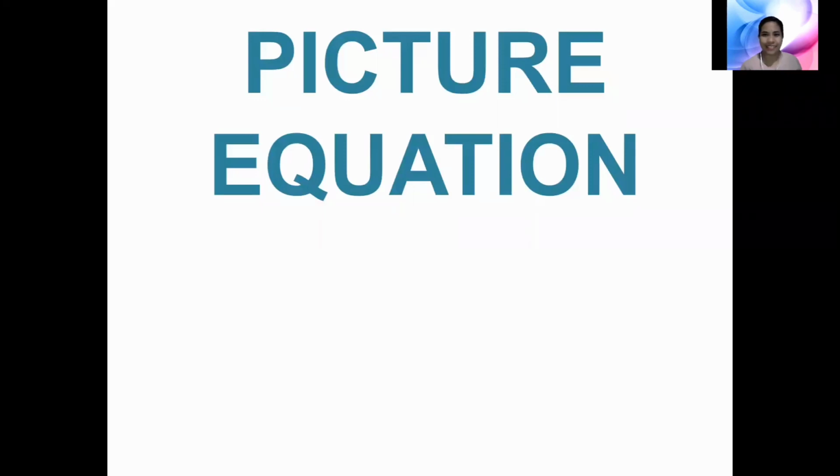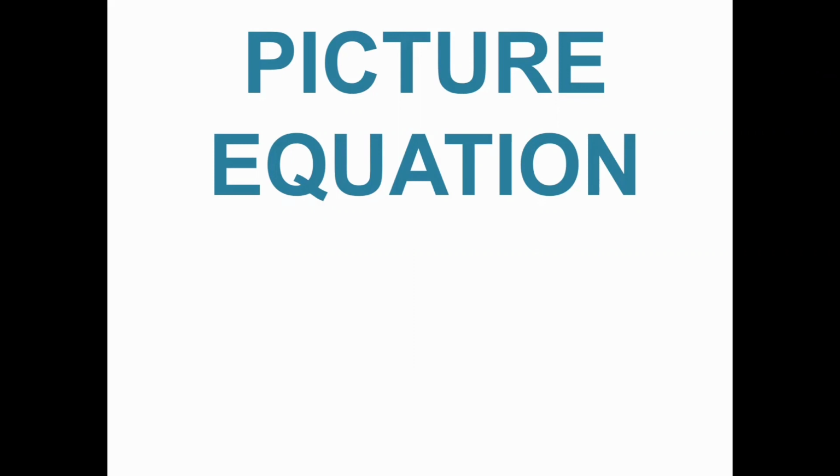Before we start with our lesson, let's have a short game named Picture Equation. All right. In this game, all you have to do is to guess the mystery phrase using the given pictures.